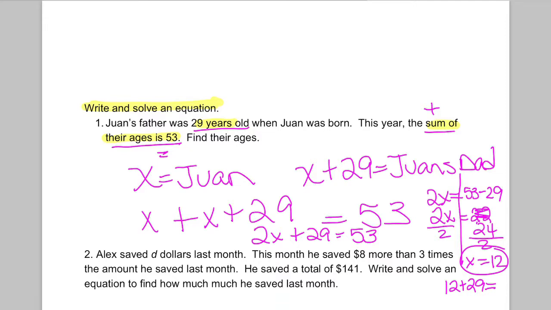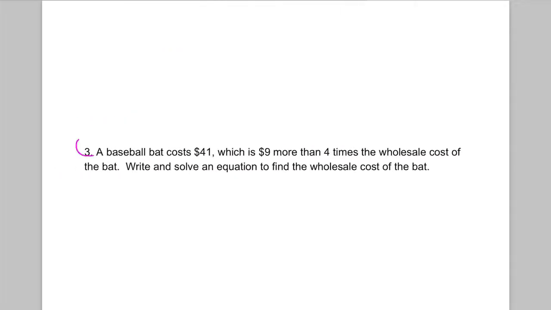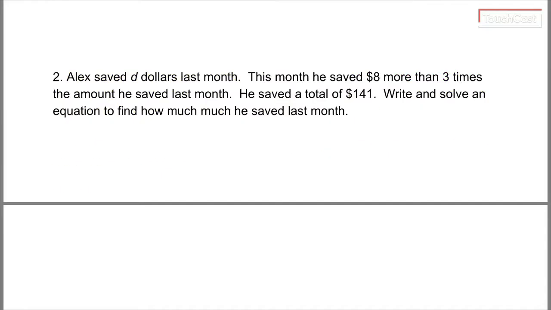So Juan's dad is 41. All right, let's see how many more there are. There's 2 more. Okay, let's do one more question together, and then you can do the other one in the note check.